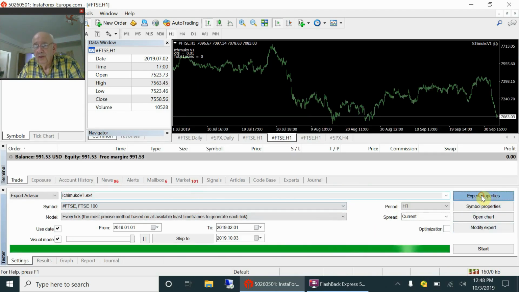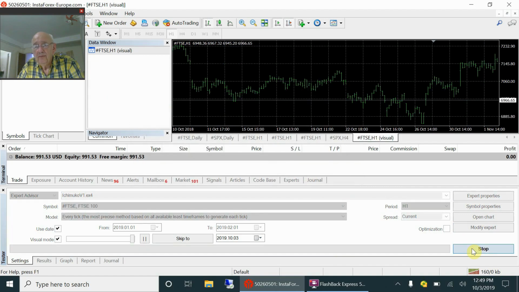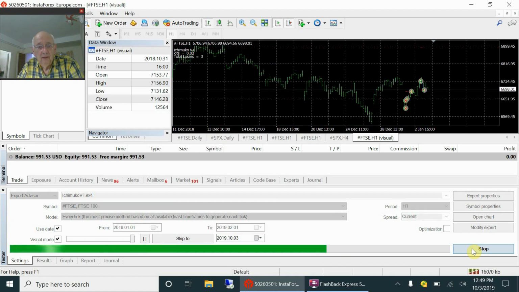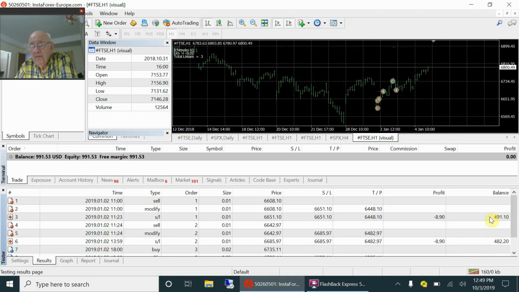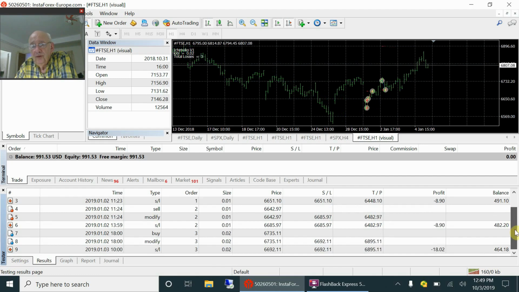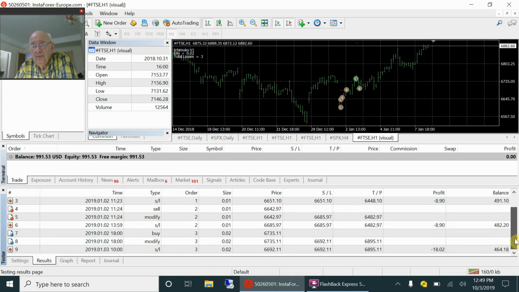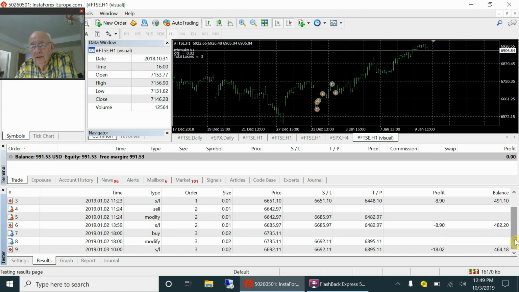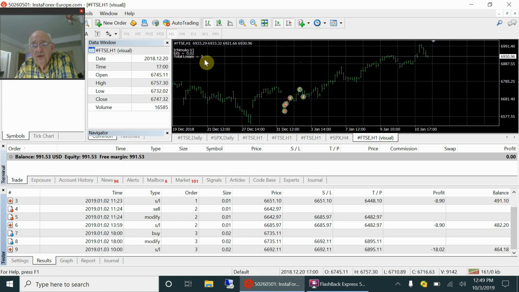Right, Ichimoku breakout. Expert properties, it should all be set correctly over here. Yes, 160. The lots, everything is correct. Let's go for it. Okay, let's add in our results over here. As you can see, the first 3 trades have been a loss. There you can see losses, consecutive losses are 3.